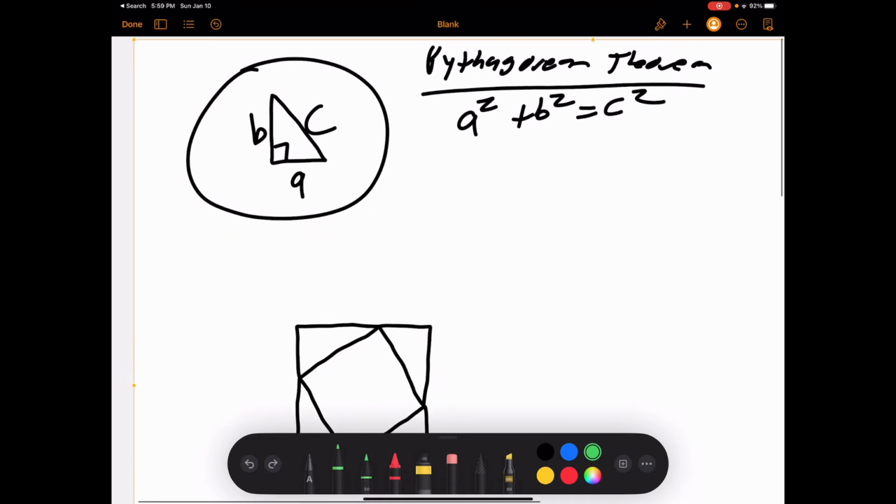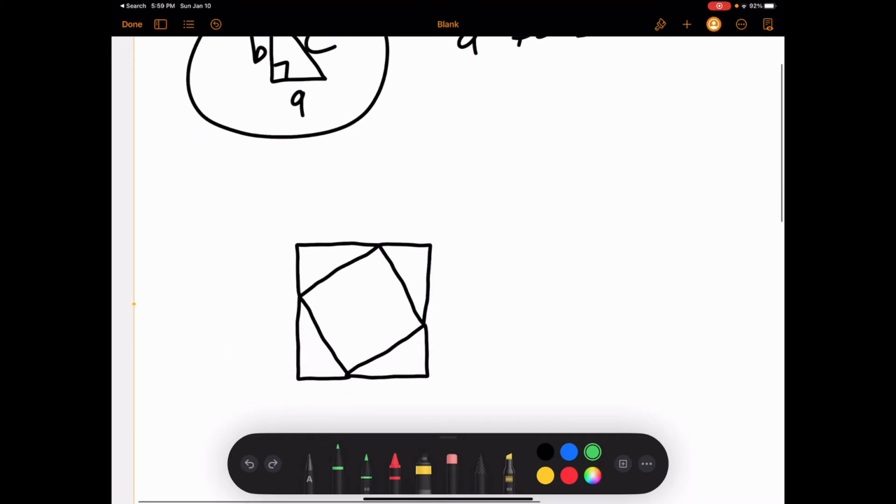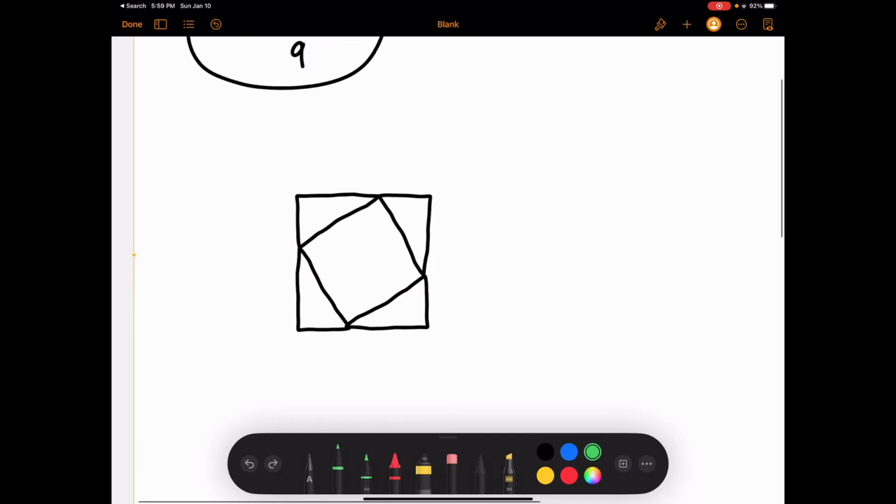So, let's try to prove that a squared plus b squared equals c squared using a couple of pictures. Here's our first picture. And what we're going to be using is area. We know the formula for the area of a square. And let's see what we get.